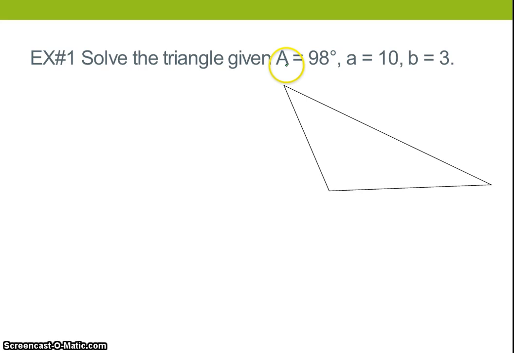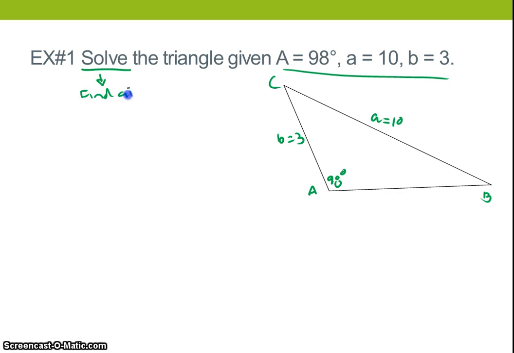So here we have an oblique triangle, and we're just going to set this up. I have A, B, and C. So A is 98 degrees. Little a is 10 and little b is 3. Remember, assign the angles capital letters and their opposite sides the corresponding lowercase letters. So I plugged in the givens, and I need to solve the triangle, and solve means find all angles and sides.